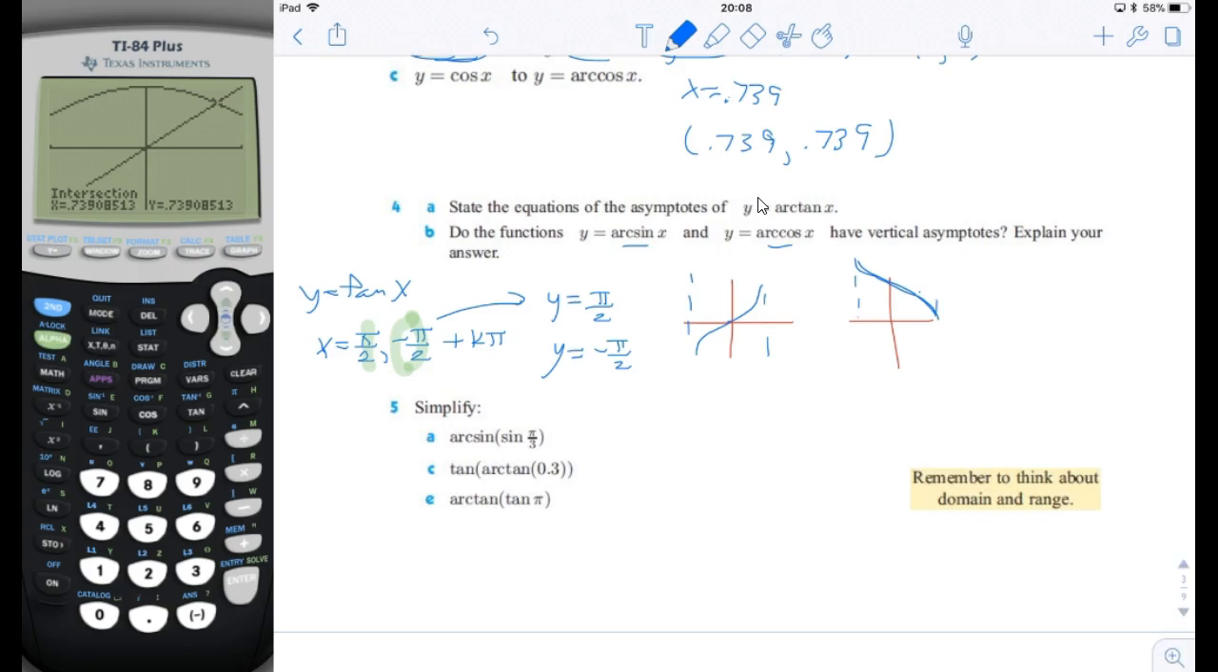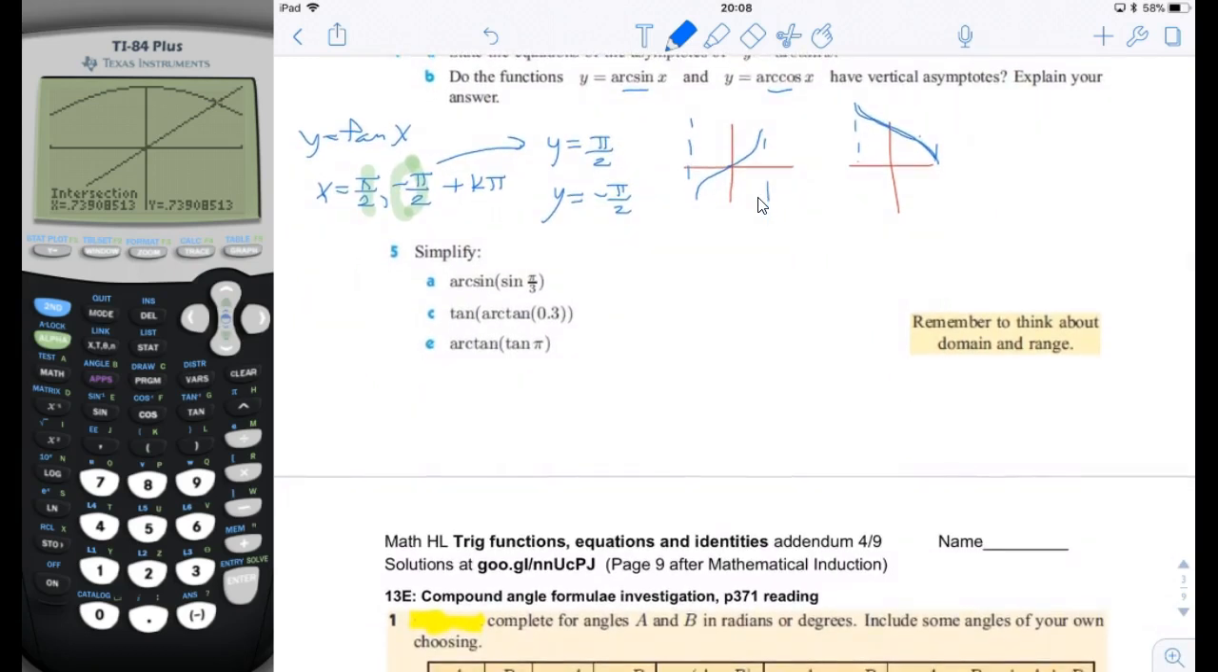Okay? All right, last of all, number 5. Simplify the following functions. The tricky thing about this is when you look at it, you might say, oh, arcsine cancels out sine, so the answer is pi over 3. Tangent cancels arctangent, so the answer is 0.3. Arctangent cancels tangent, so the answer is pi. But you have to be careful about that, right?